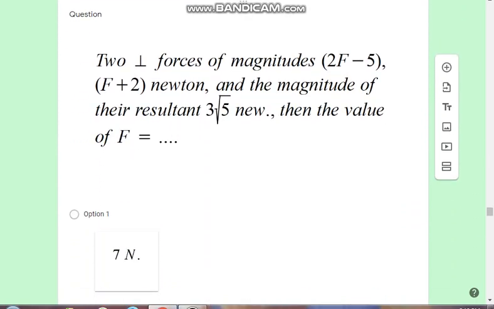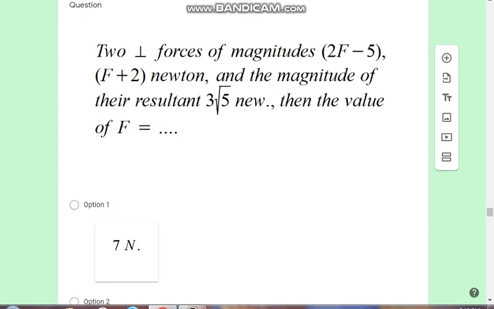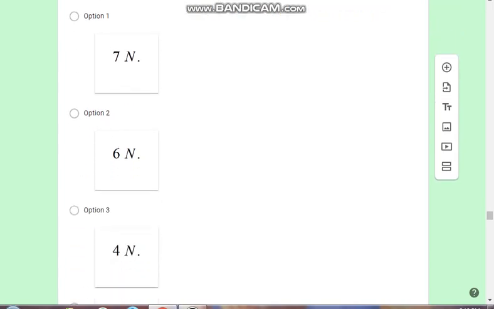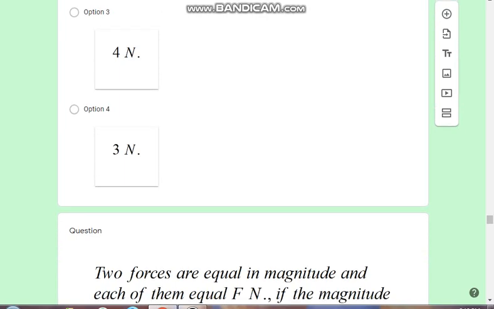The next: two perpendicular forces of magnitudes 2F minus 5 and F plus 2 Newton, and the magnitude of their resultant is 3 root 5 Newton. Then the value of F equals 7 N, 6 N, 4 N, or 3 Newton.